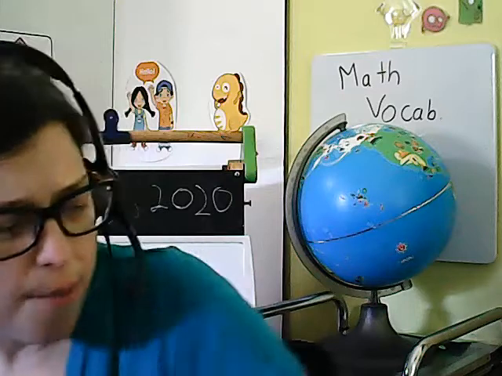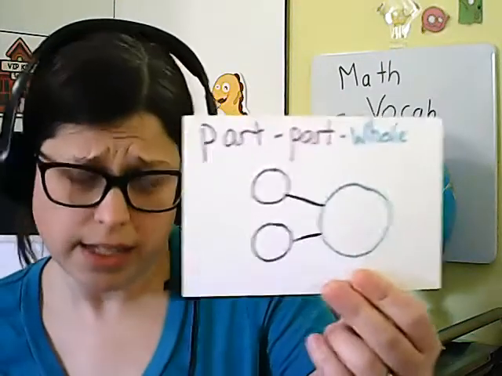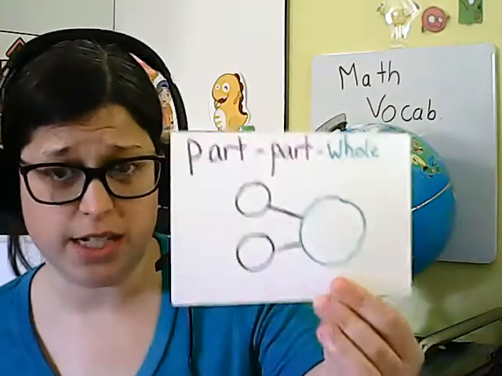So part whole or number bonds, basically it just tells you how the parts and the whole relate to each other and it helps you form your number sentences.